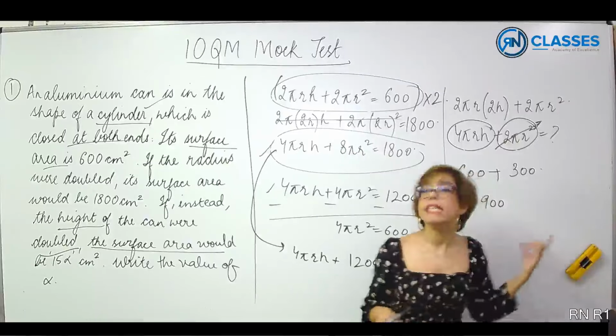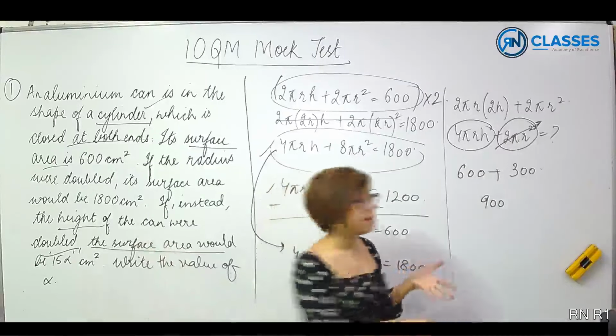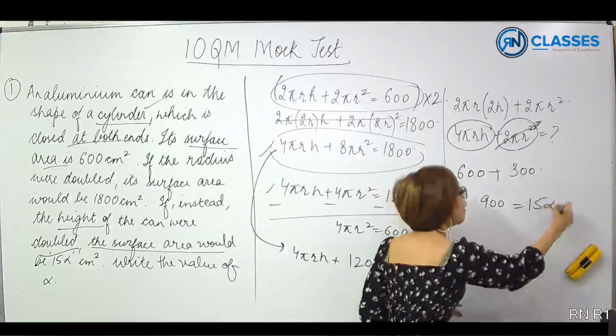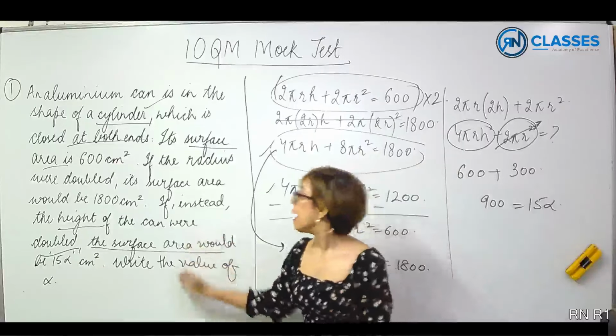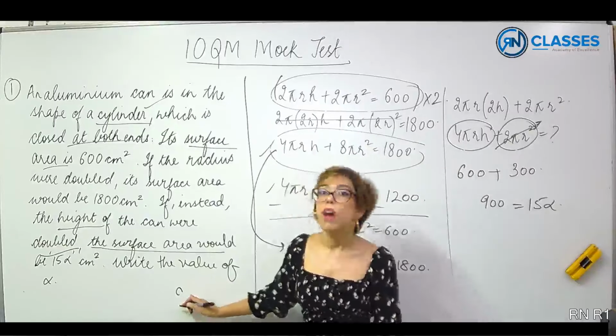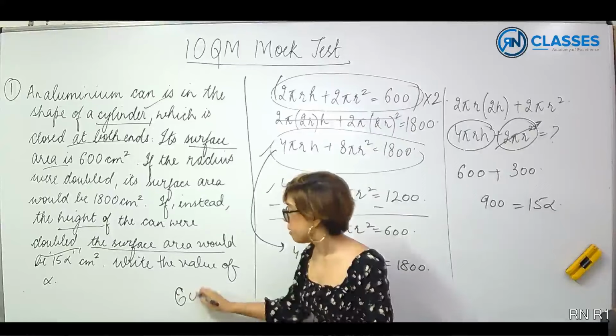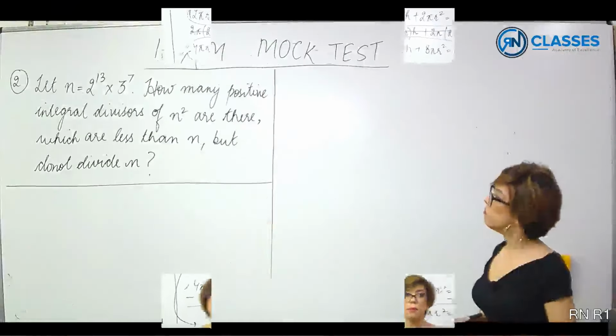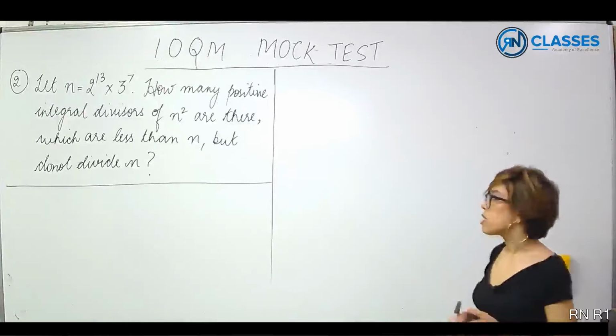Mind it, he said this surface area is nothing but 15 alpha. So 15 alpha is 900, and alpha obviously turns out to be 60, which is the correct answer. Alright. Let's move on to the next question.